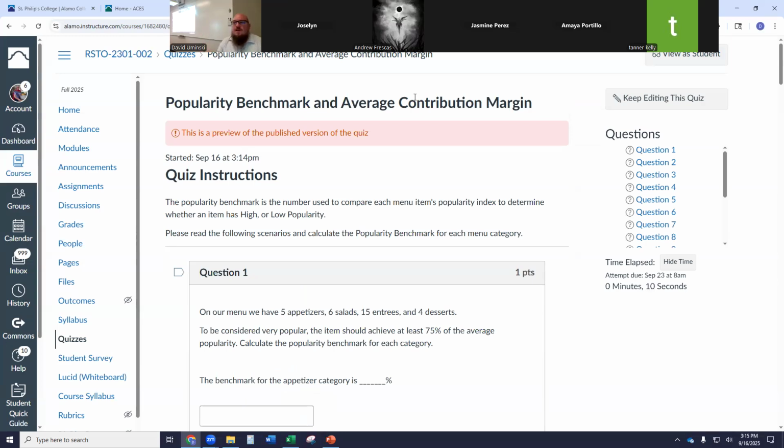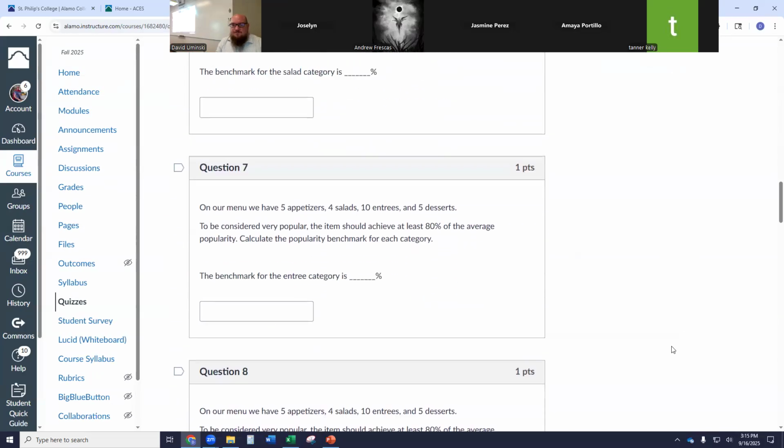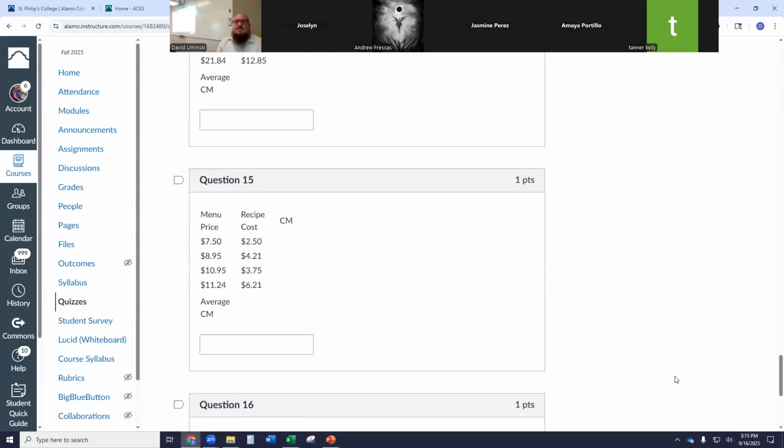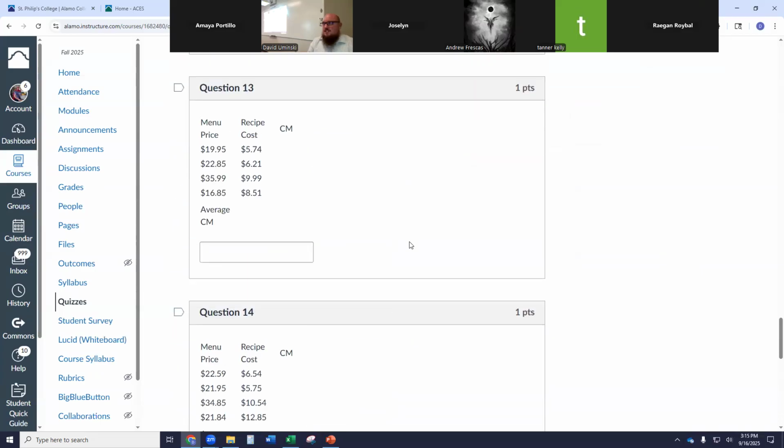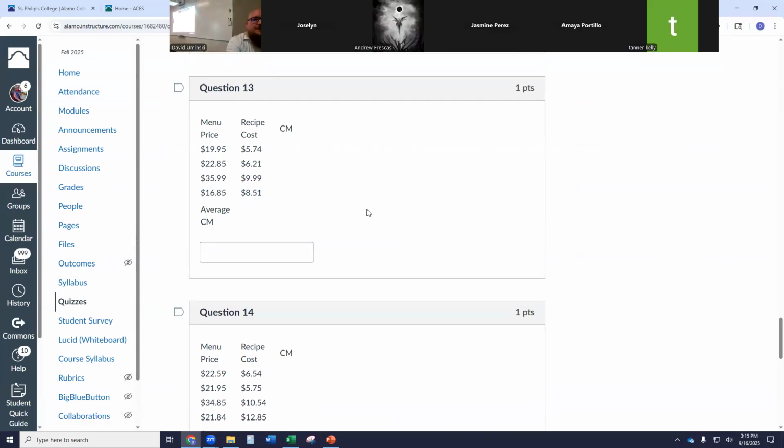Okay. So real quick, let me show you questions 16, 15, 14, and 13. Those are your average contribution margins. So what you have to do is subtract and find out what your contribution margins are, and then find out your average. And that's the answer you're going to put right there. Okay.